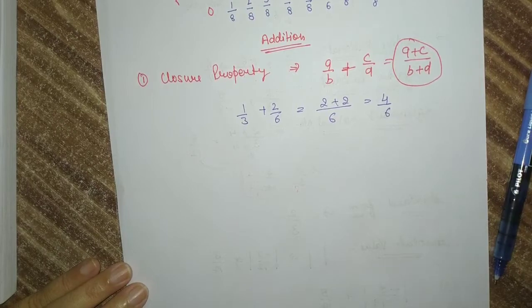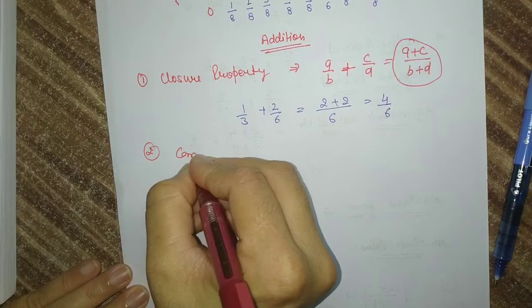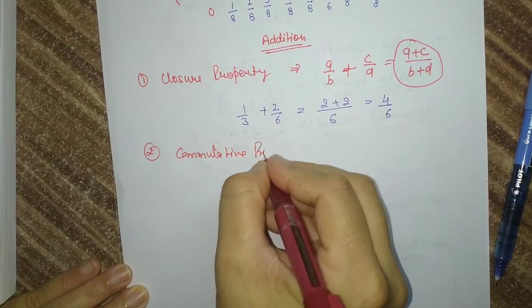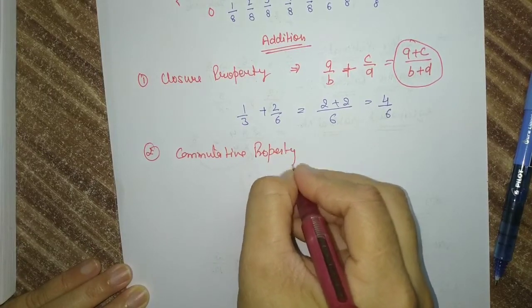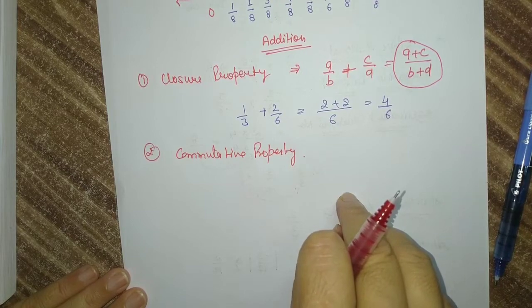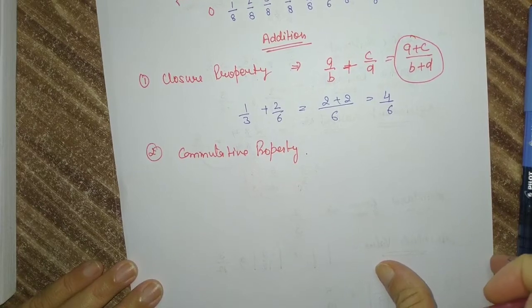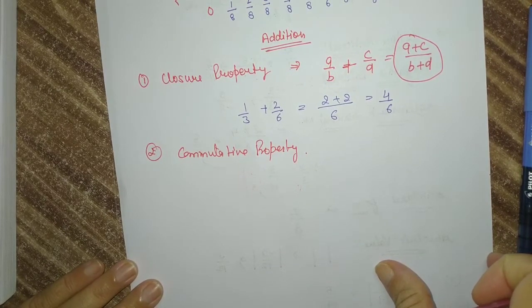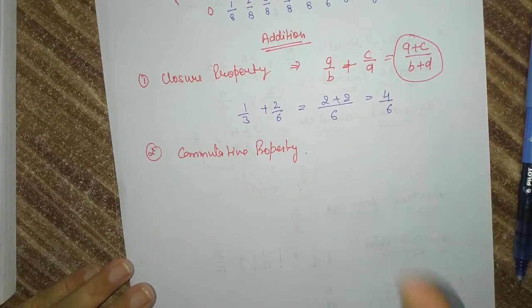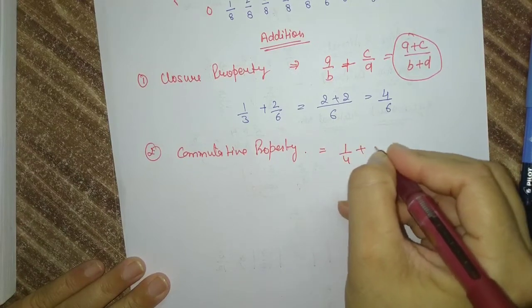Second property, commutative property. Commutative property means two rational numbers can be added in any order. That means there is no effect of order. If we change the order, then the answer will remain the same. I repeat again, the sum of two rational numbers does not depend on the order in which they are added. For example, 1 by 4 plus 2 by 8.